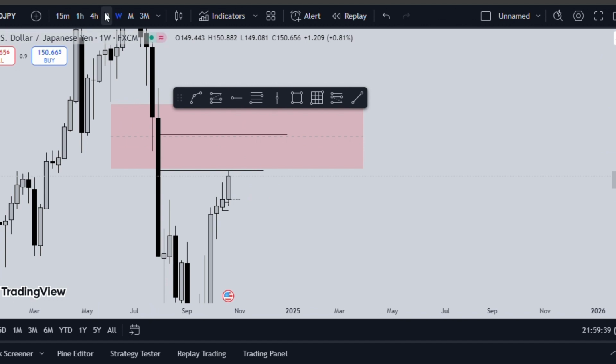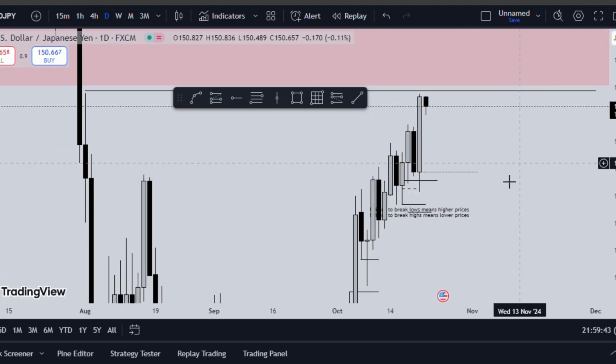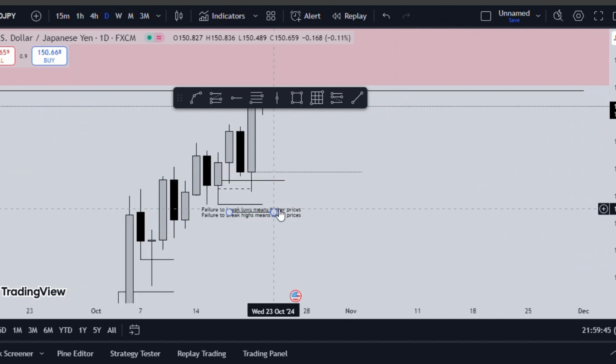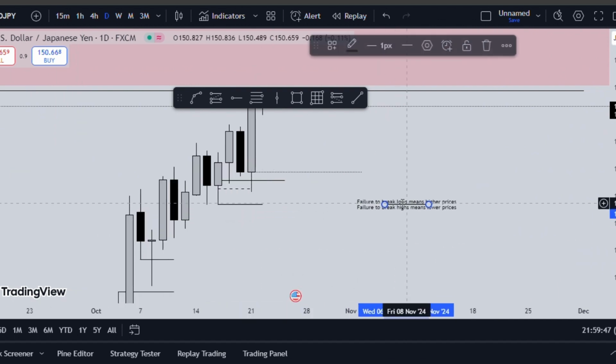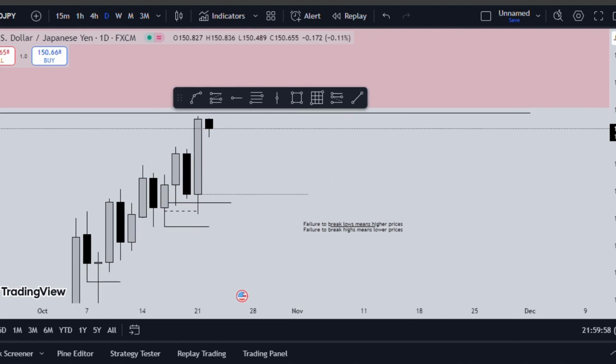Yes. So I dropped to the daily to look for my entries, right? This thing is still on my chart because I follow this. Failure to break lows means higher prices. Failure to break highs means lower prices. Yes. So I dropped to the daily and I traded this candle, right? This is the candle I wanted to trade because this is Monday. So let me show you how I pick my entry.